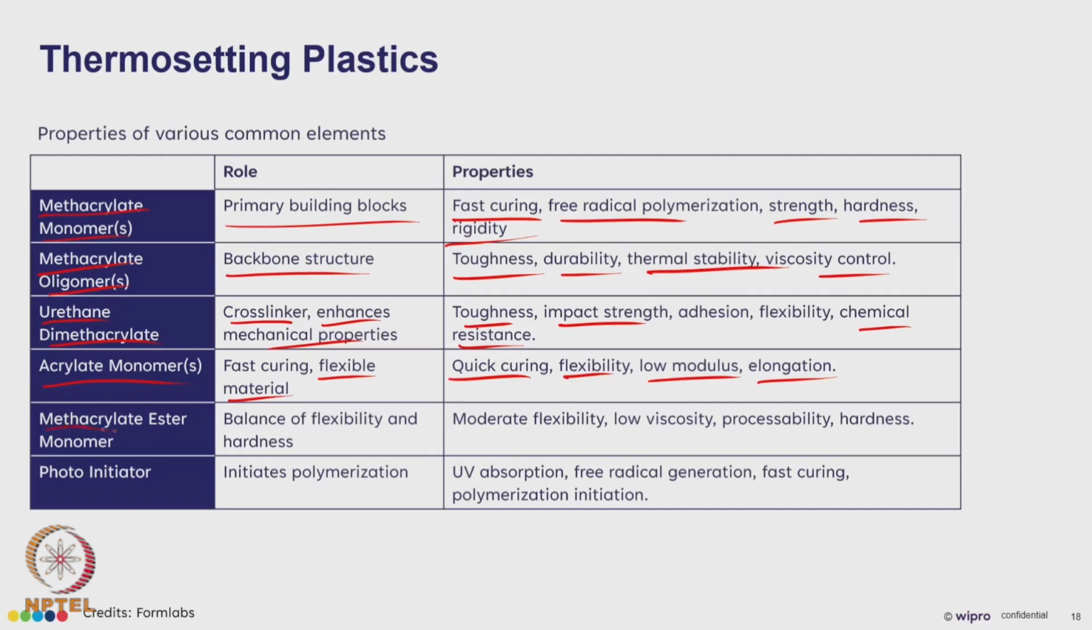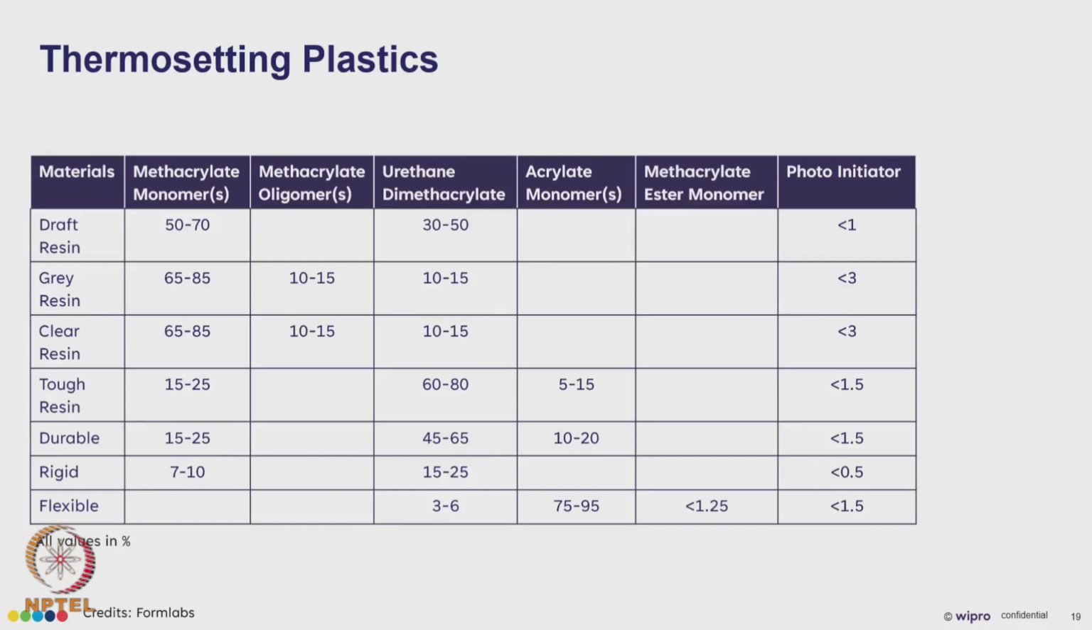We have the next material, that is methacrylate ester monomer, that balances flexibility and hardness and provides moderate flexibility, low viscosity, processability and hardness. Finally we have the photoinitiator, which actually initiates the polymerization reaction. It absorbs the UV light and generates the free radicals that generate the polymerization reaction. And with that in mind, that means all the different types of materials. So this is how the materials are created.